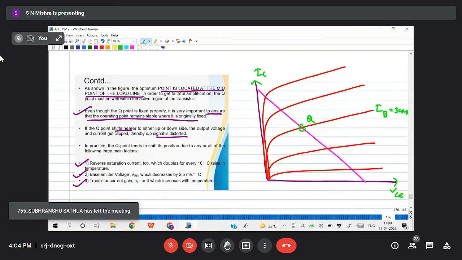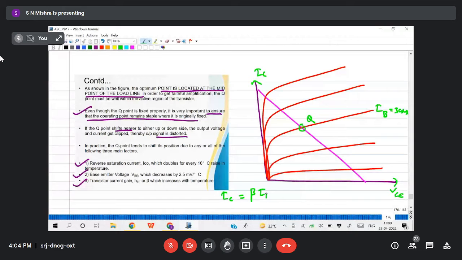Let us see. We know what is the equation of IC. IC equals beta IB plus ICEO, or beta plus 1 ICBO. I can also write it like beta IB plus beta plus 1 ICBO. Already we have discussed this thing.